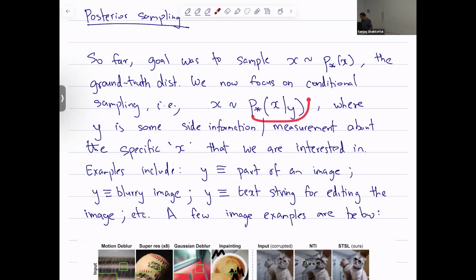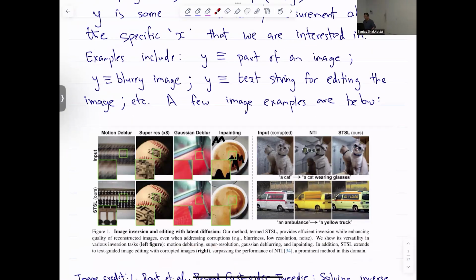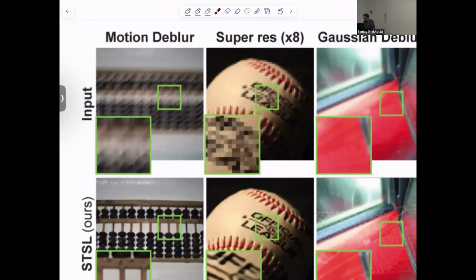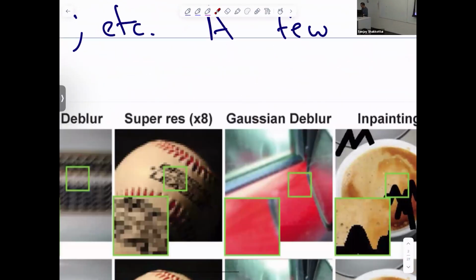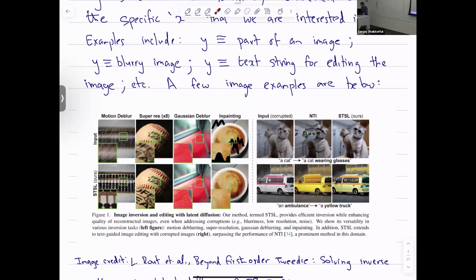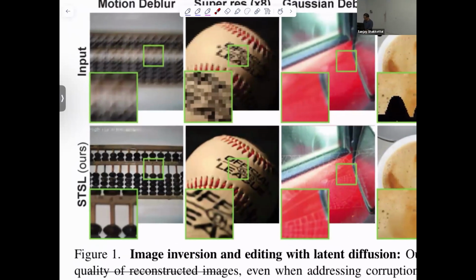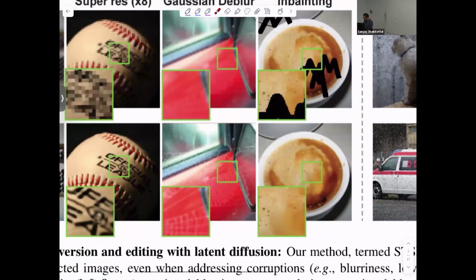But now I'm asking you to sample from P star of X given Y, where Y is some side information or measurement. For example, if you're looking at image problems, things like this. I've given you an input which looks like this, which is a blurry image, and you want to clean it up. So this is the cleaning up, okay? Or this could be Gaussian deblur, which means that you got this and you want to get that, and so on.